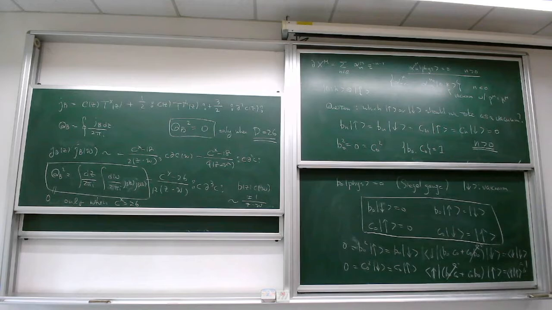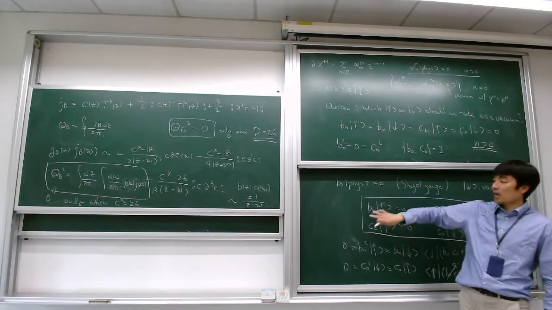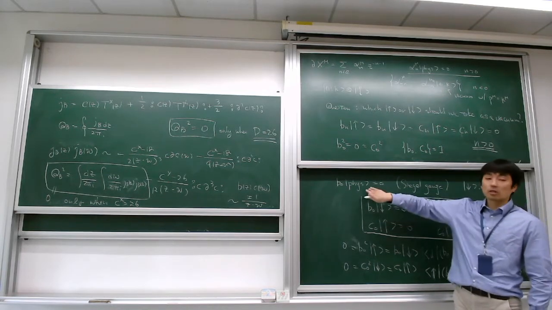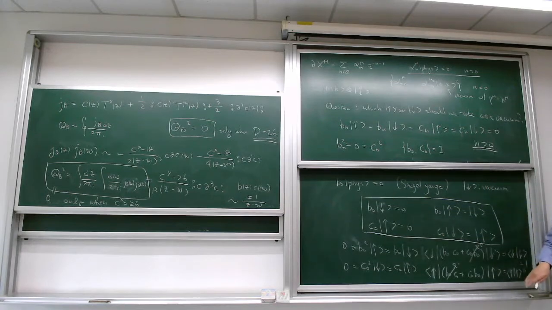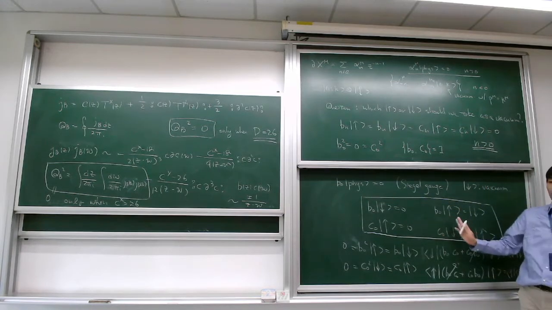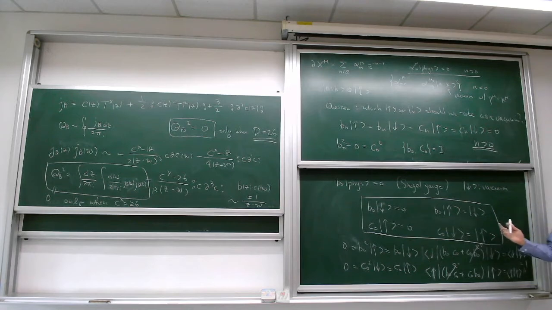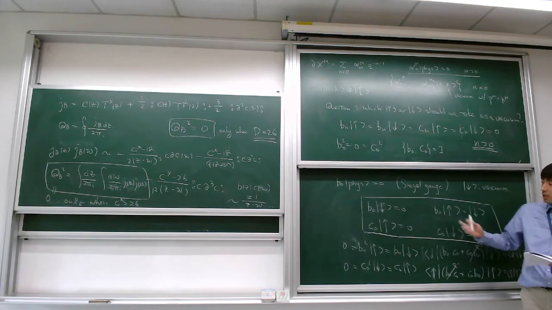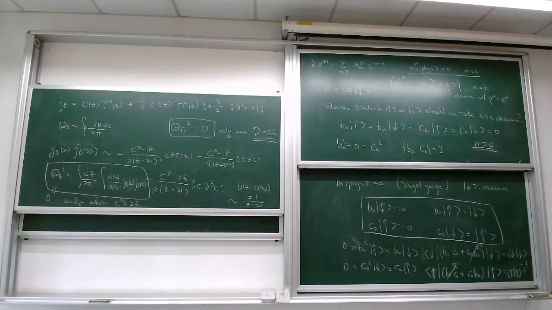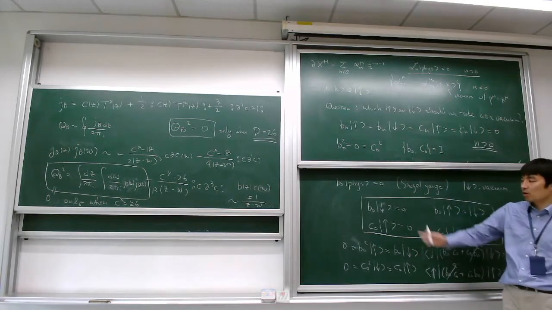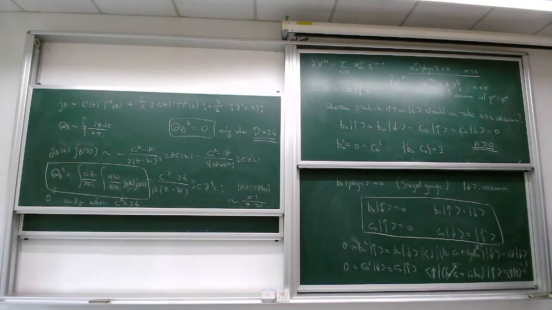Since this down spin is annihilated by B naught, it satisfies the condition. On the other hand, B naught acting on up spin is no longer 0, so this is not the physical condition. This is a choice. If you want to pick down spin as the vacuum, this commutation relation tells you all the other relations. That's what it means.